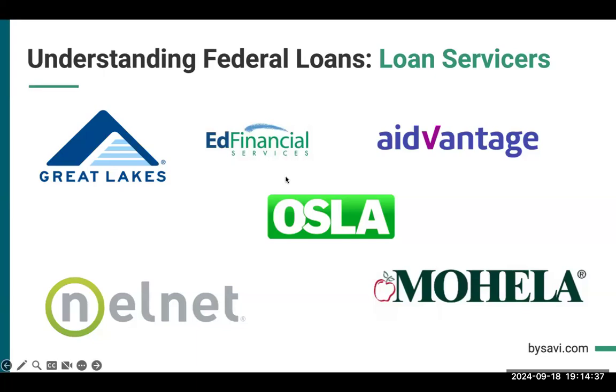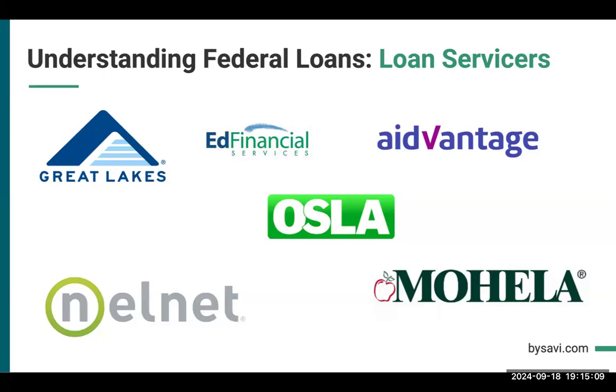So if you're unsure, you just want to double check, it's good to just make sure you know what servicer you have. Once you've confirmed what servicer you have, you also want to make sure your contact information is fully updated with that servicer, because that's how they're going to be communicating with you about important things like your due date, your monthly bill, et cetera. So you want to make sure that contact info is all up to date. You've selected your communication preferences, whether you want to go paperless or paper, all that good stuff.